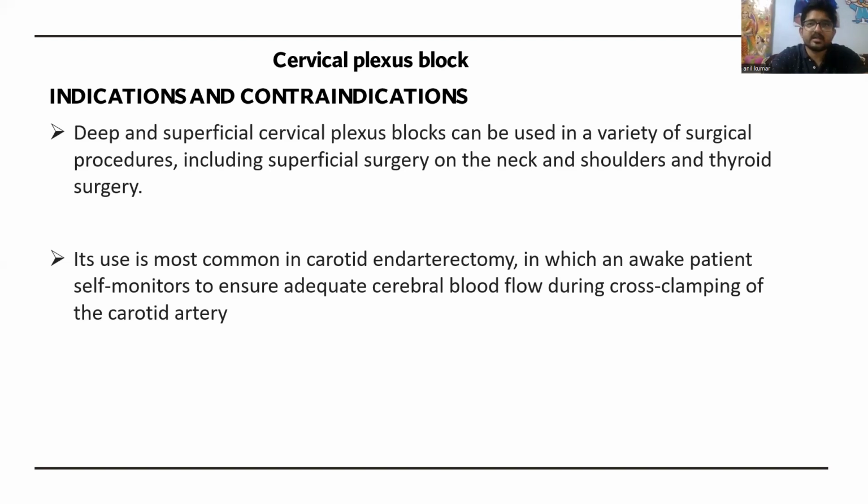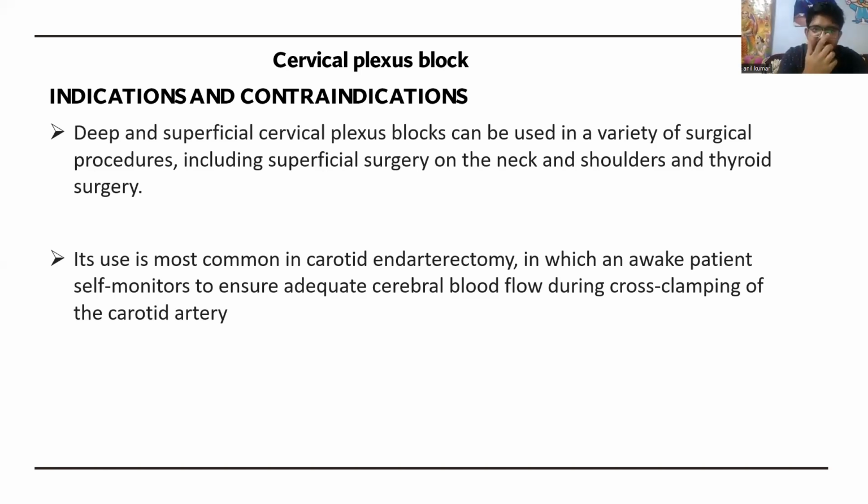Superficial cervical plexus block we use commonly, and deep cervical plexus block we will use rarely, but in institutes like this we can use the deep cervical plexus block also. In deep cervical plexus block, sometimes you can paralyze the phrenic nerve also. So when you are giving a deep cervical plexus block, you must see that the patient is not respiratorily compromised and is a healthy patient, so that even though you block the phrenic nerve, that patient will not get any respiratory compromise.